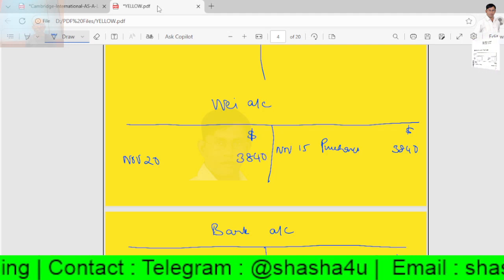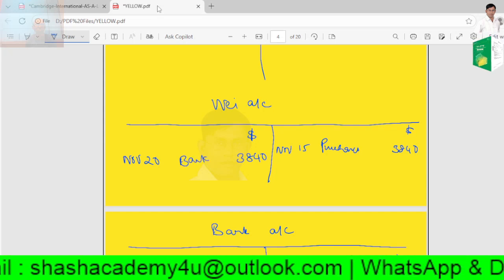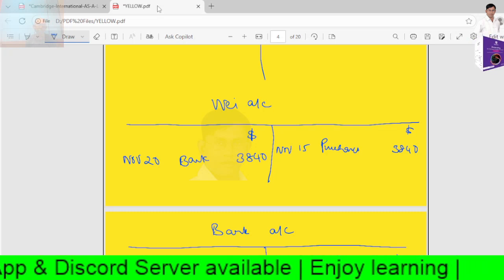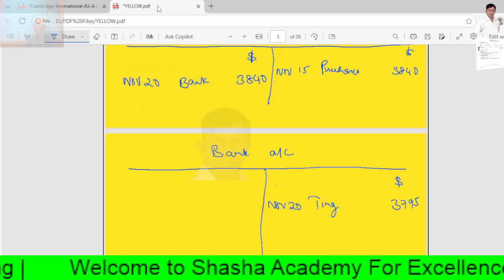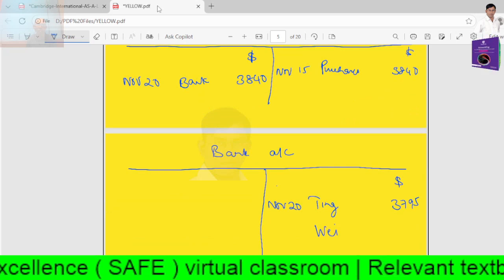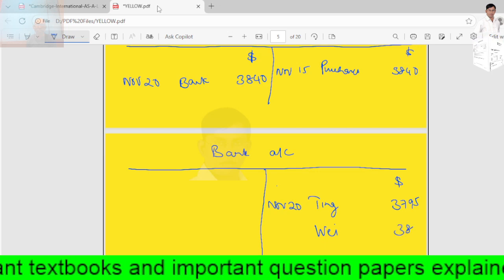So what account will be debited? V account will be debited. Why? Because V is the receiver. When we pay, he receives. So now bank account will be credited. Why? Because money is going out. Cash is given away, 3840.